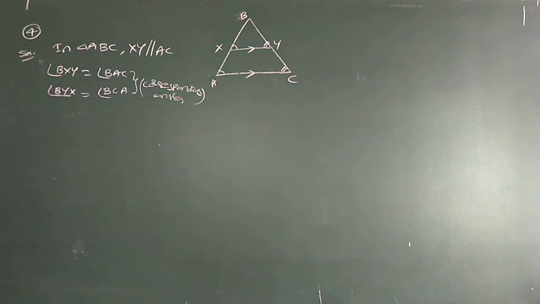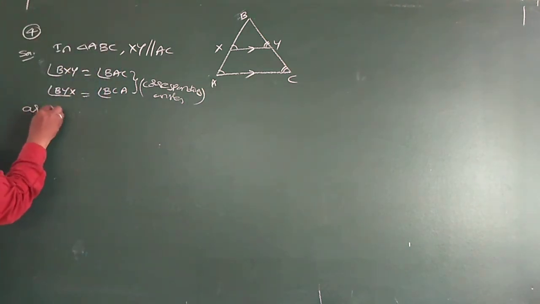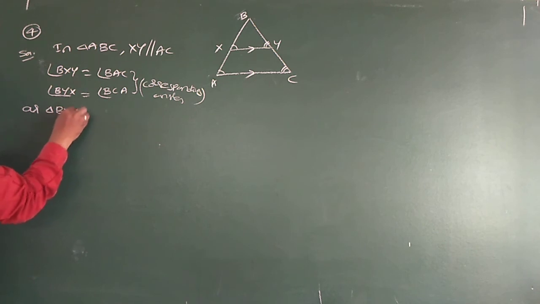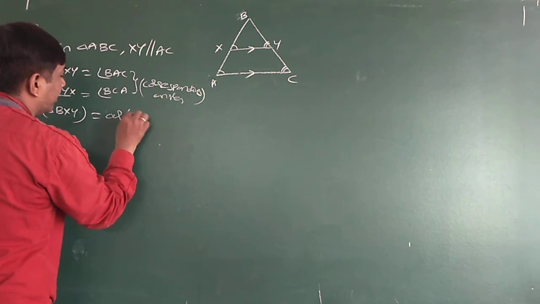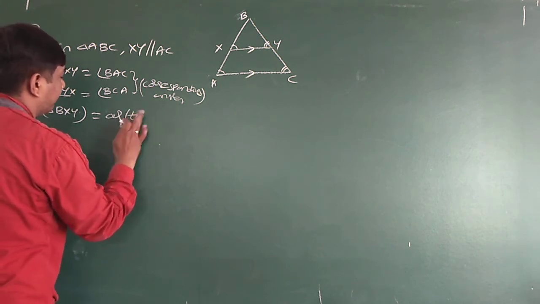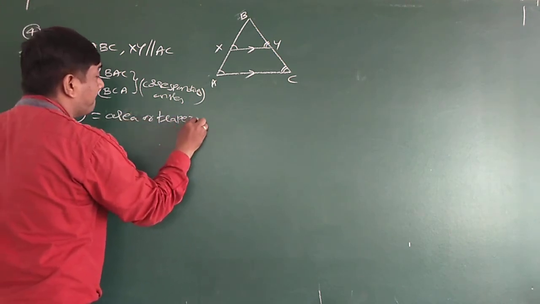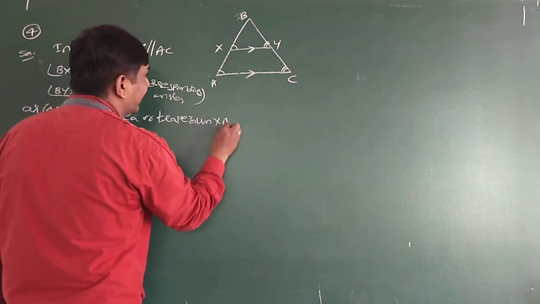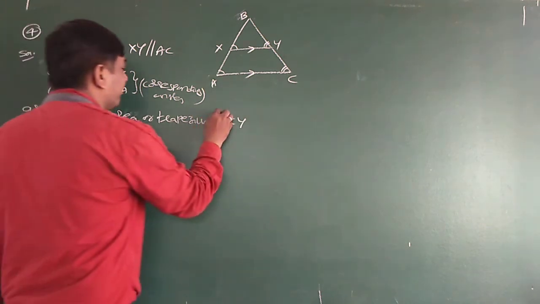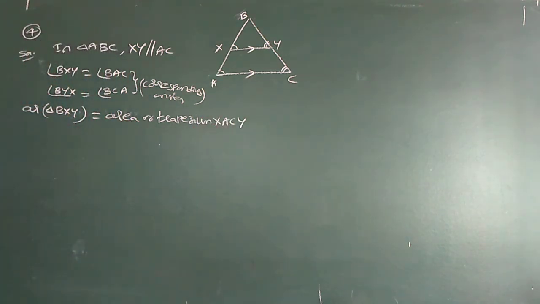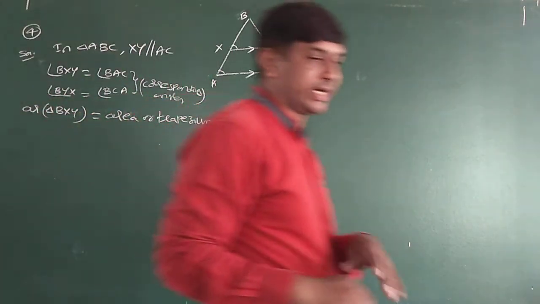Corresponding angles are equal. And what is given here? Area of triangle BXY is equal to area of trapezium XACY. This is given information. This point I wrote with the help of the parallel property.